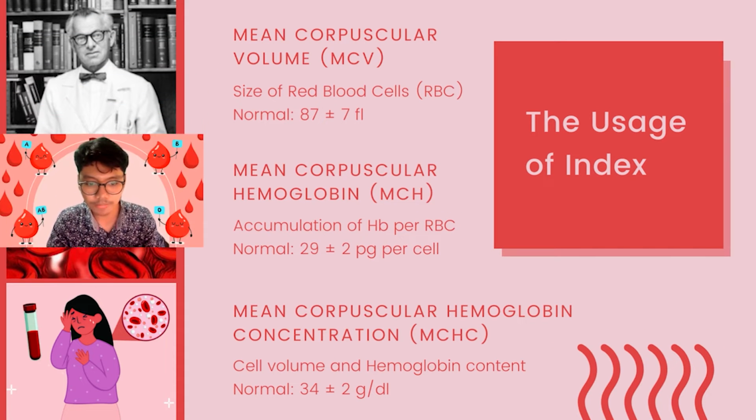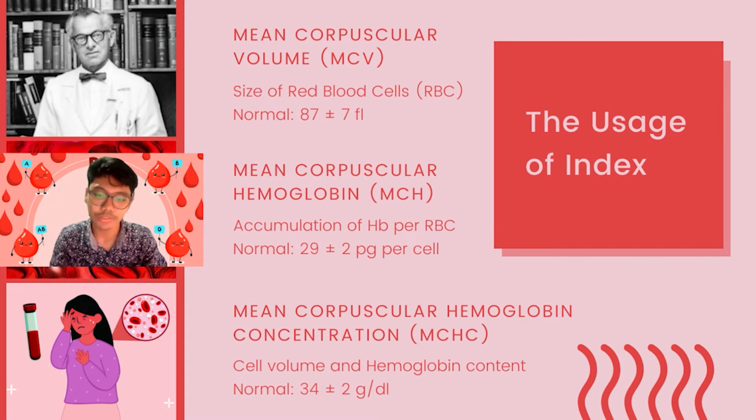Next slide, please. Okay, what is the usage of those 3 values? What does it really mean? Mean corpuscular volume can be used to find the size of red blood cells. Then mean corpuscular hemoglobin can be used to predict the accumulation of hemoglobin per red blood cell.